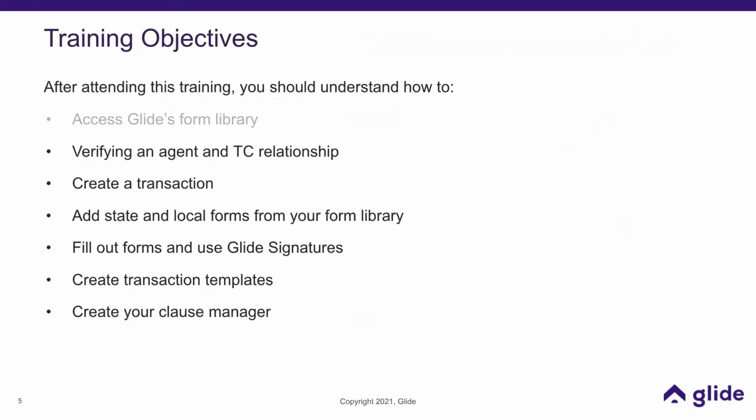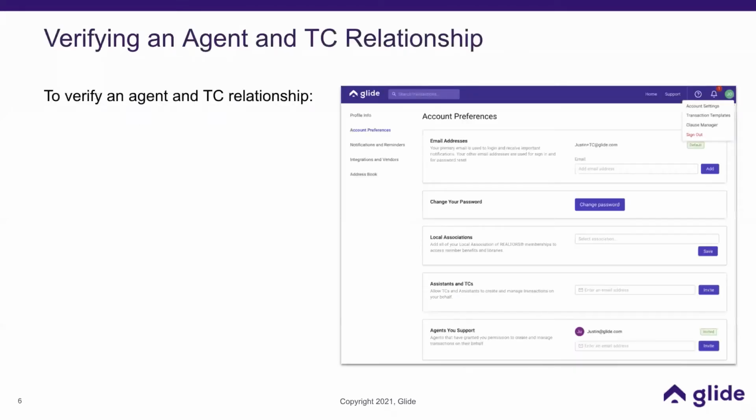So now that we've gone through how you can access Glide's form library, let's show you next how you can verify an agent and transaction coordinator relationship to make sure that your transaction coordinator can get access to the same forms that you have access to directly in Glide. So to verify an agent and transaction coordinator relationship within Glide, in this example, we're going to be looking as the transaction coordinator, but you can do this either starting as the agent or as the transaction coordinator.